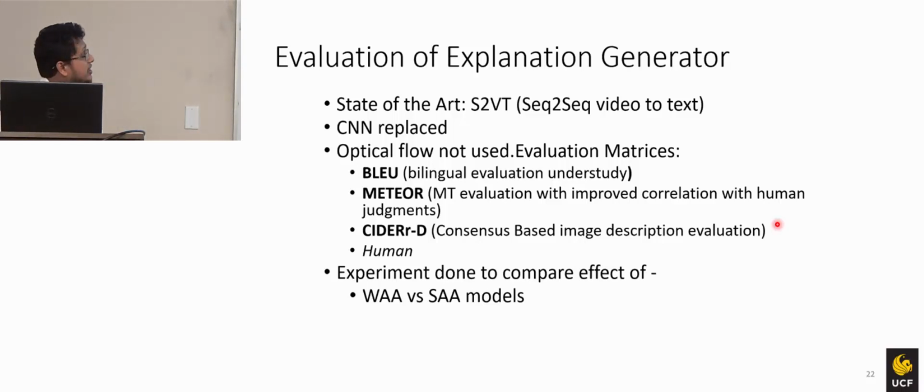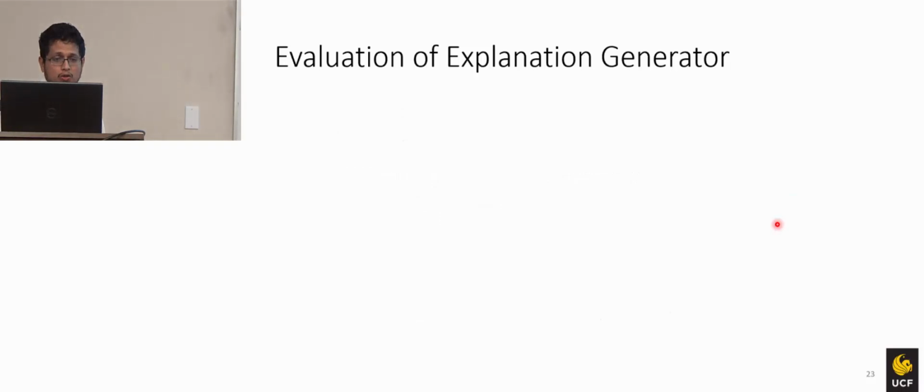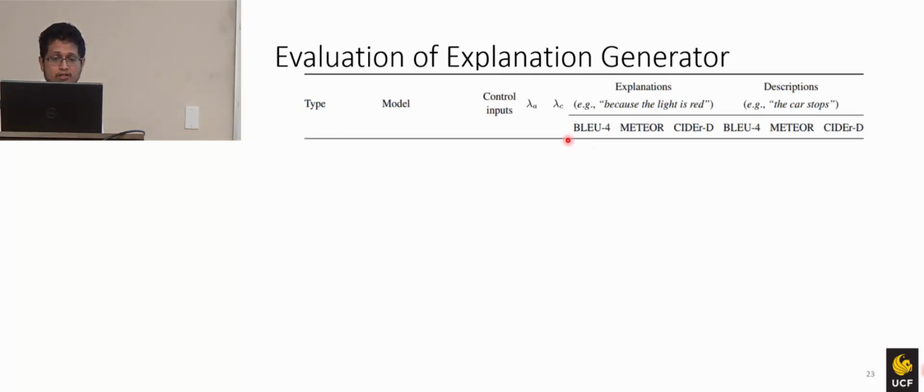So the experiment done here compared weakly aligned attention and strongly aligned attention. As we remember, the rationalization part, without knowing the internal state, they used this part also for comparison, along with the regularization terms lambda A and lambda C, attention alignment and controller. So this is the evaluation part. We see BLEU, METEOR, and CIDEr are listed here, and explanation and description are evaluated separately.